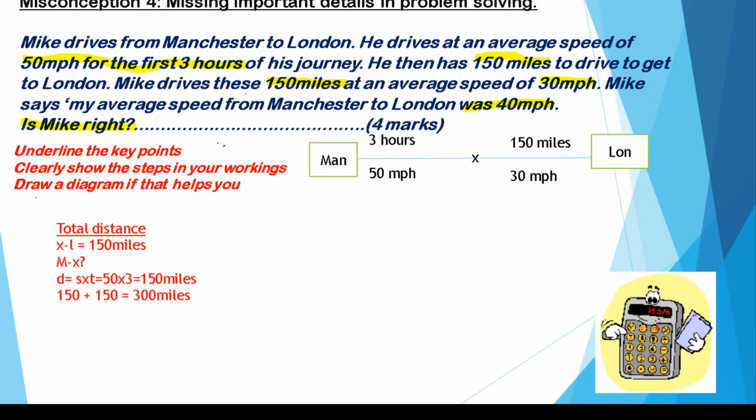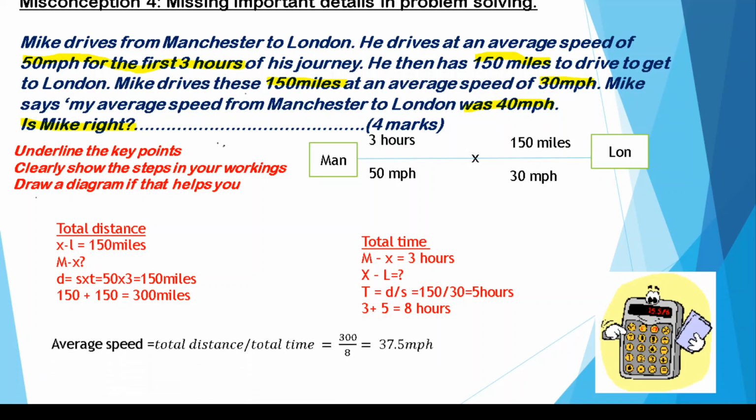Then I'm going to look at the total time taken. I know the first part of the journey is 3 hours. The next part of the journey, I've got to calculate that. I've got 150 miles covered at 30 miles per hour. So the time there will be 150 divided by 30, which gives me 5 hours. So the total time taken is 8 hours. Then I work out my speed. Total distance divided by total time, 300 divided by 8, which is 37.5 miles per hour.